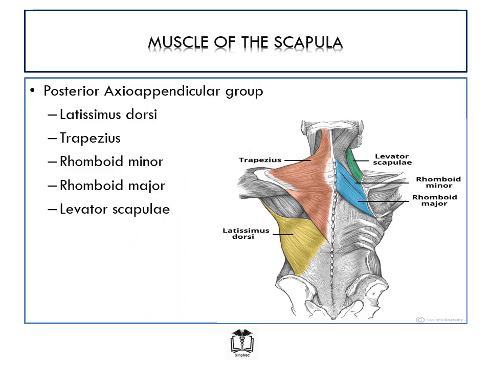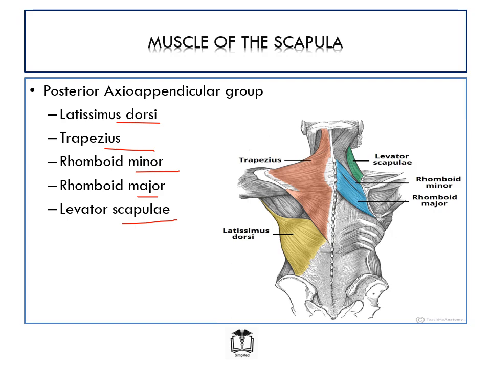Let's talk about the posterior axial appendicular group of muscles. This includes five major muscles to note. They are the latissimus dorsi muscle, the trapezius muscle, the rhomboid minor and rhomboid major muscles, and the levator scapula. And all the muscles here are shown in the image down below. Let's start with the latissimus dorsi muscle.